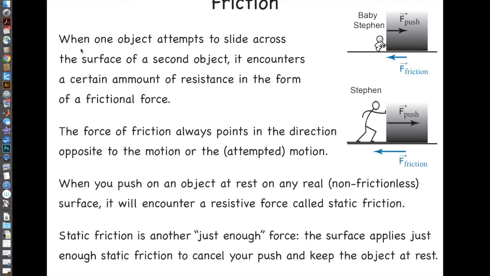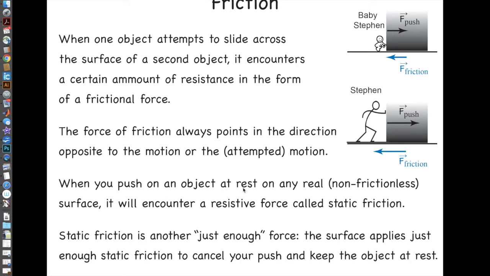So, as we mentioned on Wednesday, whenever one object attempts to slide across the surface of a second object, it encounters a certain amount of resistance in the form of frictional force. The frictional force always points in the direction opposite the motion or the attempted motion. If the small force is less than the maximum amount of friction that can exist between the object and the surface, then it won't actually move, but the force of friction will still point in the direction opposite of the direction of the push.